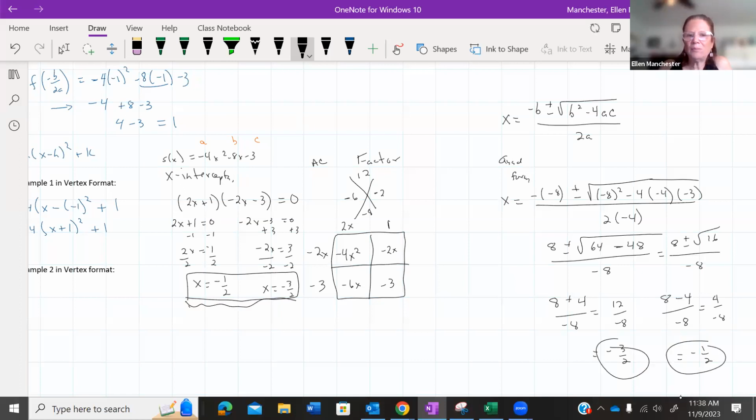Exactly the same answers. So again, you can decide if it can be factored and you're good at factoring, just factor it. If it can't be factored, then you have to use the quadratic formula. So you have to be comfortable with the quadratic formula. Okay. All right. Any questions so far?